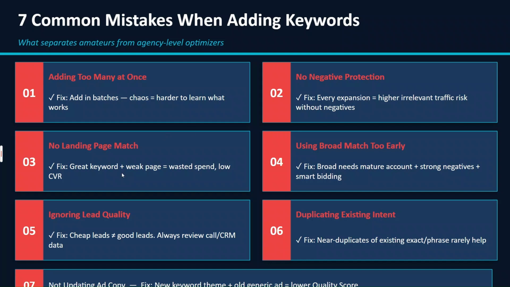And mistake three is no landing page match. You found a great keyword for toilet paper, but your landing page talks about general plumbing service. The visitor is confused, they leave, you lost money. Always match the keyword to the right place.